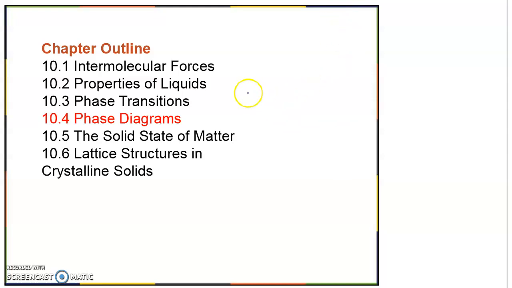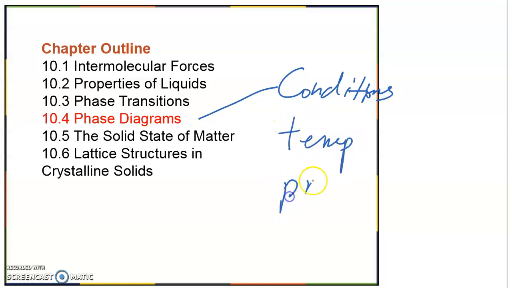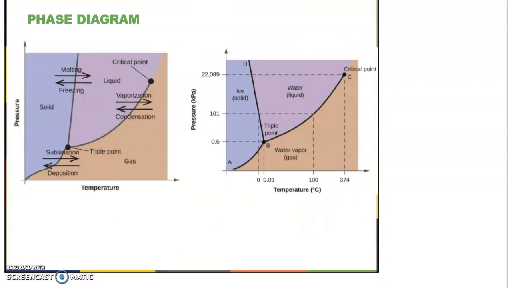When I say physical states, for this semester, most likely you will see solid, liquid, and gas. And as for different conditions, for this semester, you will see temperatures. So as for the conditions, you are going to see temperature and pressure. Okay, let's look at a typical phase diagram.